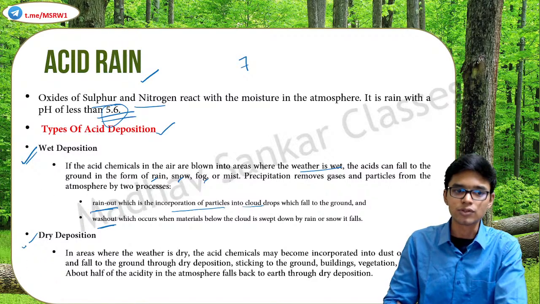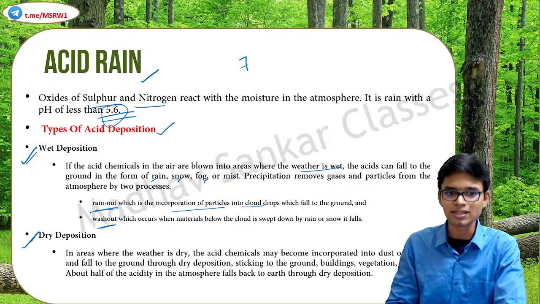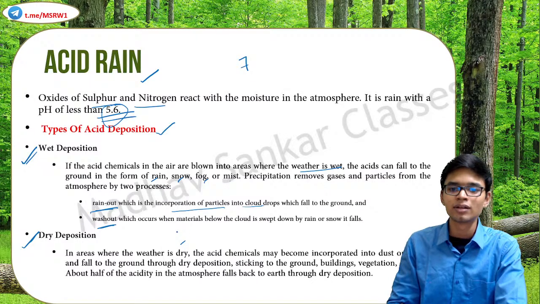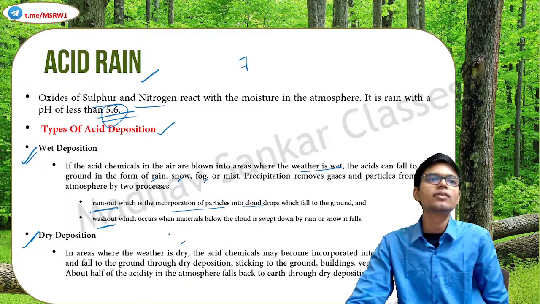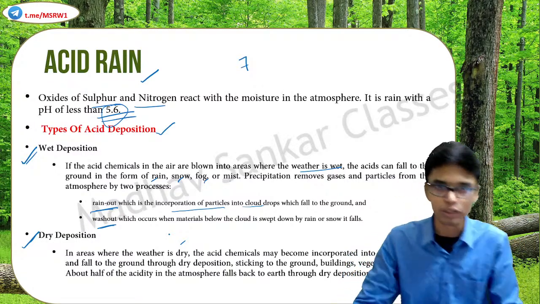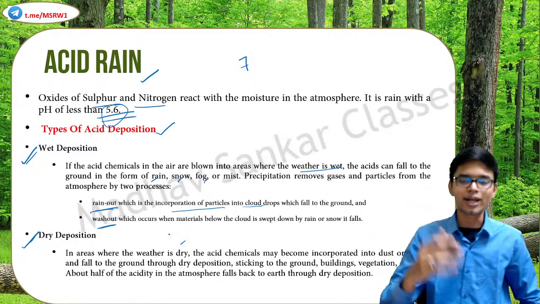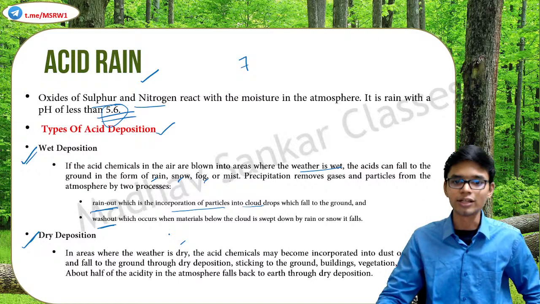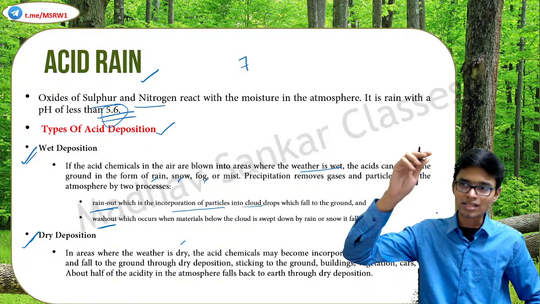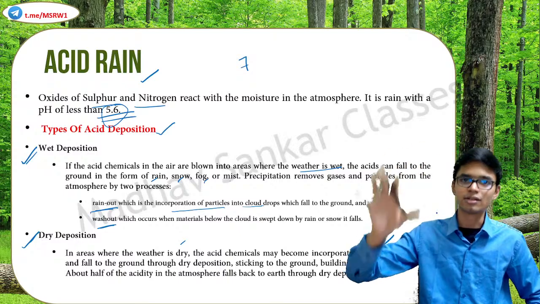Next is dry deposition. Just as the name suggests, dry deposition means the weather is very much dry. Okay, so what happens? Instead of dissolving into moisture or any other kinds of aqueous solution, the dry particles will get accustomed into dust or smoke. Okay, and then they will settle down somewhere, say some surface.